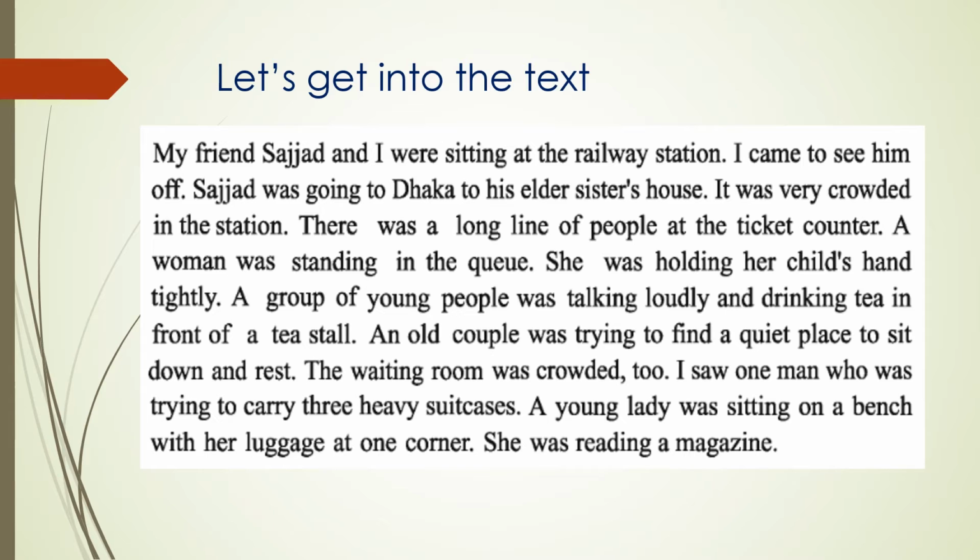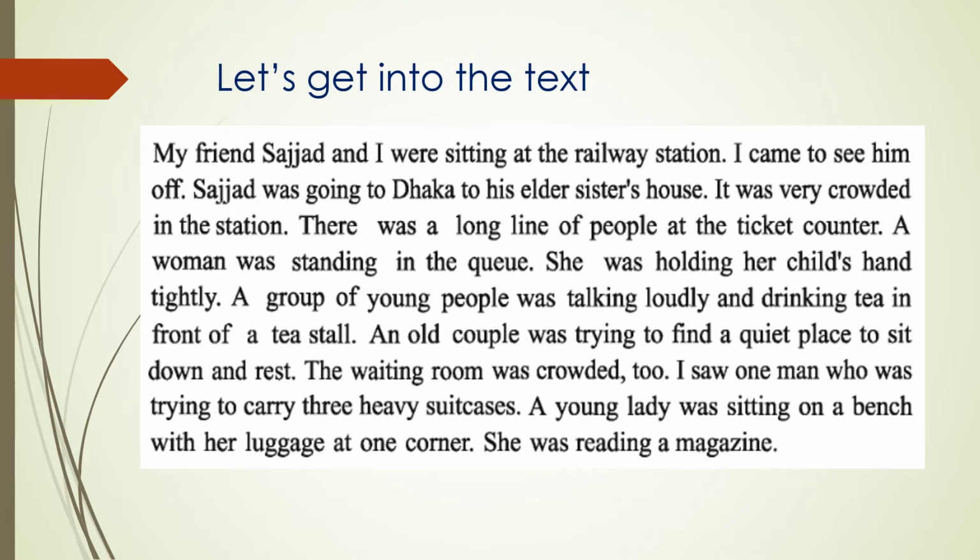Let's get into the text. Here is the text from your textbook. My friend Shajjad and I were sitting at the railway station. I came to see him off. Here, the narrator says that he and his friend Shajjad were sitting at the railway station and he came to see him off. Shajjad was going to Dhaka to his elder sister's house. His purpose in going to Dhaka was to go to his elder sister's house.